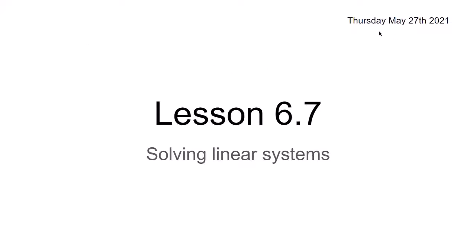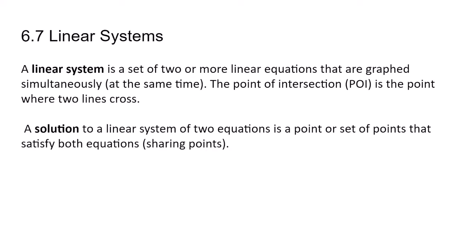Hello, so for the last lesson of Unit 4, we will be solving linear systems, and we will go into depth as to what this means. So a linear system is a set of two or more linear equations that are graphed simultaneously. Simultaneously means at the same time. Now, the point of intersection is the point where these two lines cross, or where they intersect.